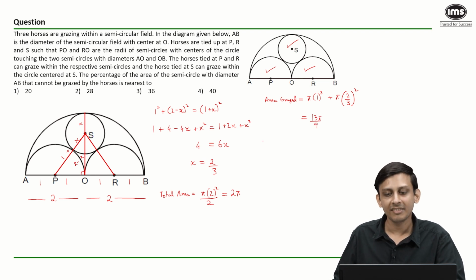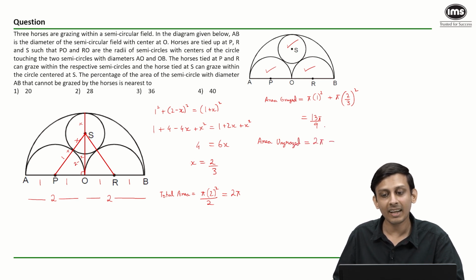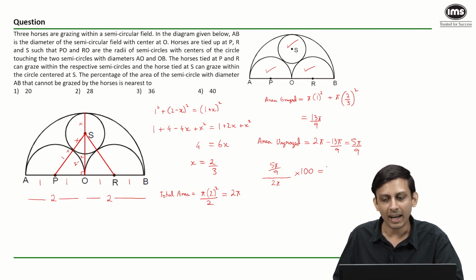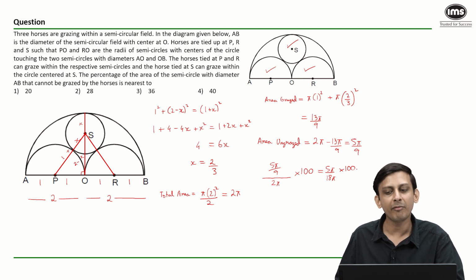So what will be the area that is ungrazed? Area ungrazed will be the total area of 2 pi minus the area grazed, which is 13 pi by 9. That will give us 5 pi by 9. So we have to calculate this ungrazed area, 5 pi by 9, as a percentage of the total area, which is 2 pi. For percentage, we multiply with 100. So we get 5 pi by 9 into 2 pi, which is 18 pi, and then into 100. Pi will cancel off, so we'll get 5 by 18 into 100.